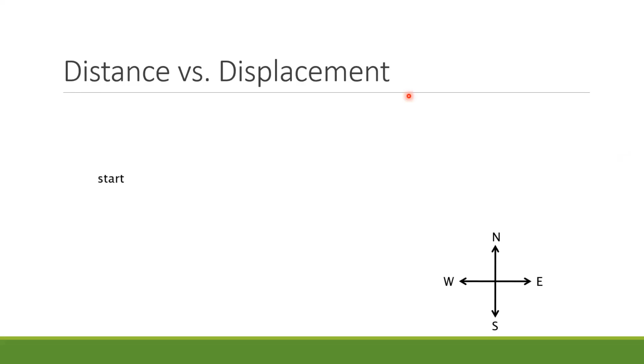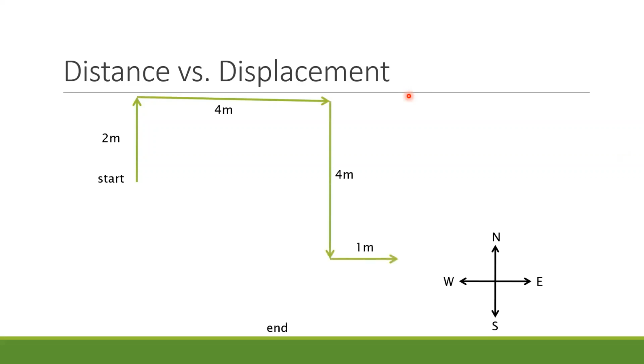Let's just say you've got a start and an end. This is very similar to the sheep example. Let's say that I run 2 meters north, then 4 meters east, then 4 meters south, then 1 meter east, then 1 meter south, 2 meters west. So that gets me to the end.